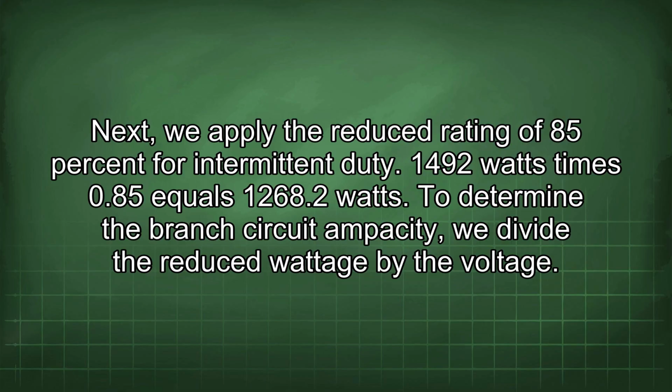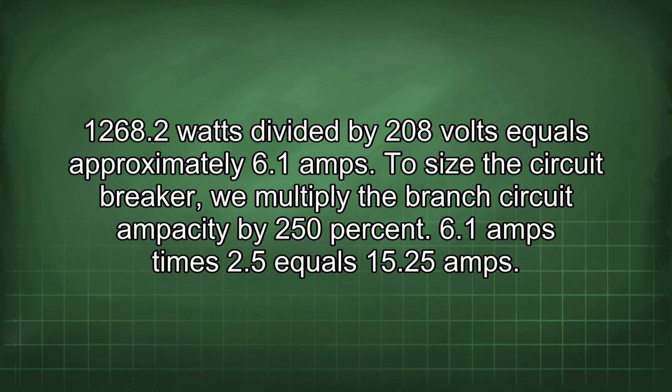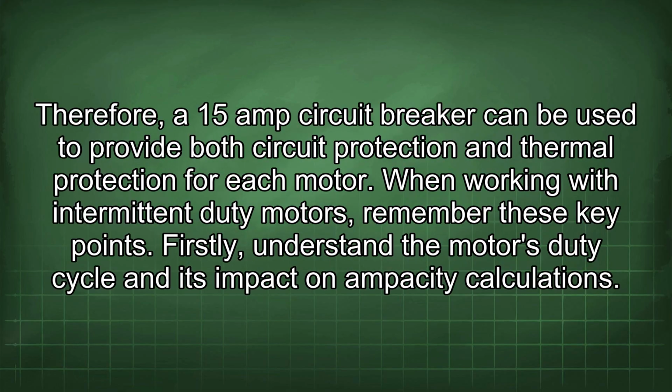To determine the branch circuit ampacity, we divide the reduced wattage by the voltage. 1268.2 watts divided by 208 volts equals approximately 6.1 amps. To size the circuit breaker, we multiply the branch circuit ampacity by 250%. 6.1 amps times 2.5 equals 15.25 amps. Therefore, a 15 amp circuit breaker can be used to provide both circuit protection and thermal protection for each motor.